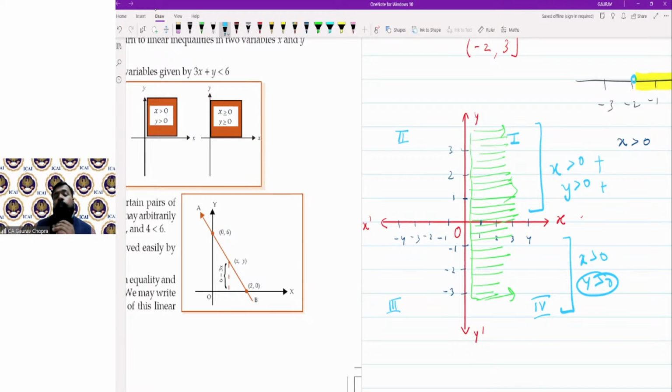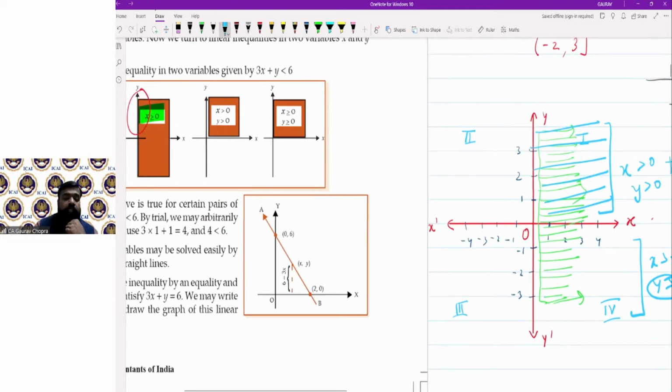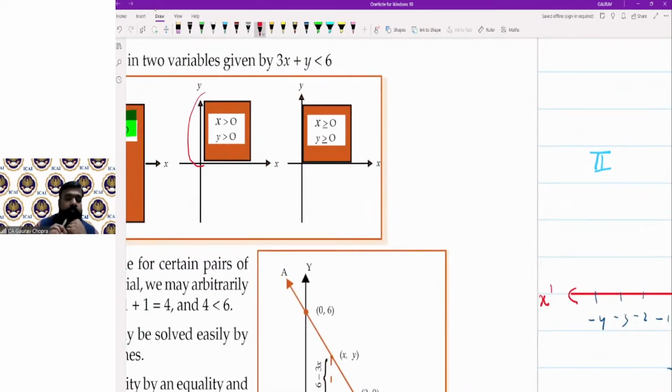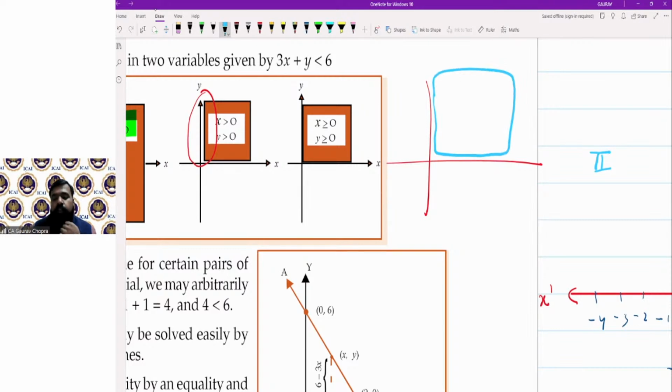Therefore, in order to mark the area x greater than 0 as well as y greater than 0, we have to mark only the first quadrant. This will be the required area. Now, since it is greater than 0 and the equal to sign is not there, we have to leave some gap here. So the required area will be here. This portion will satisfy x more than 0 and y also more than 0.